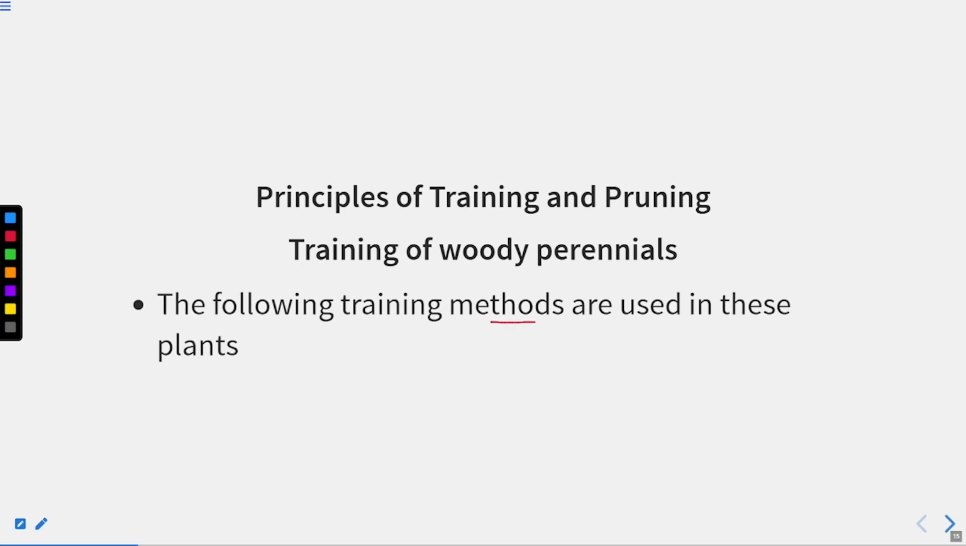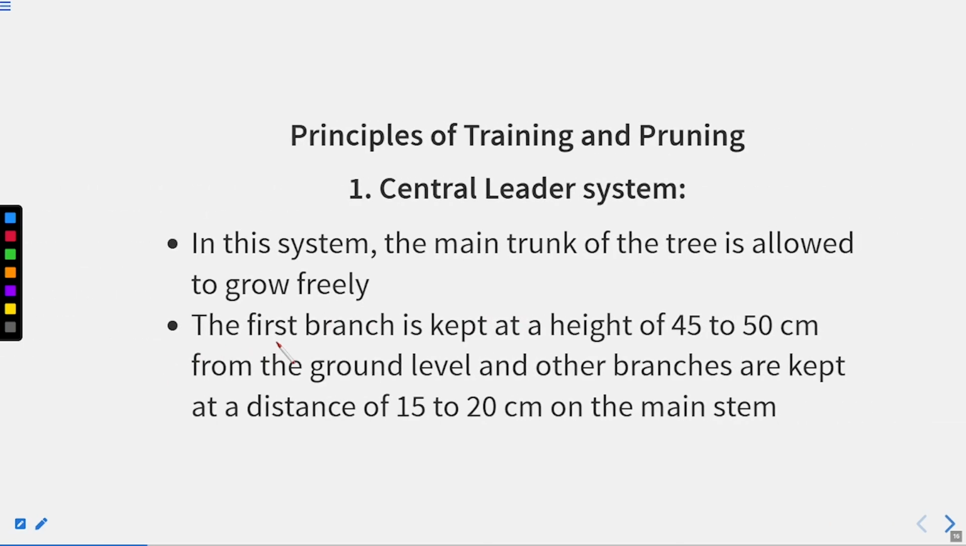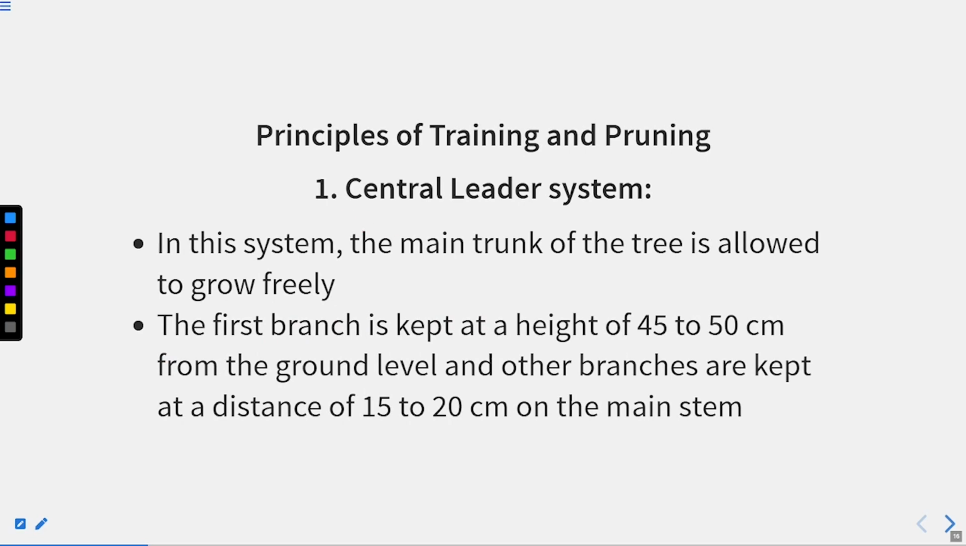The following training methods are used in these plants. So let us discuss the different training methods. The first one is the central leader system. In this system, the main trunk of the tree is allowed to grow freely. So there will be a main trunk that will grow freely.